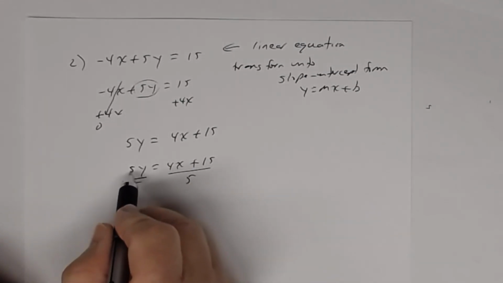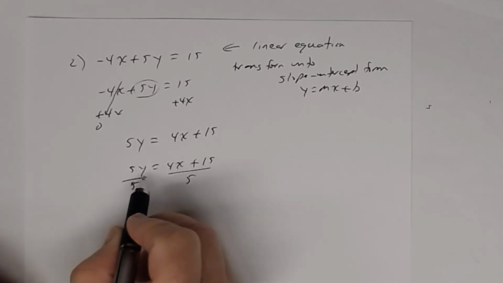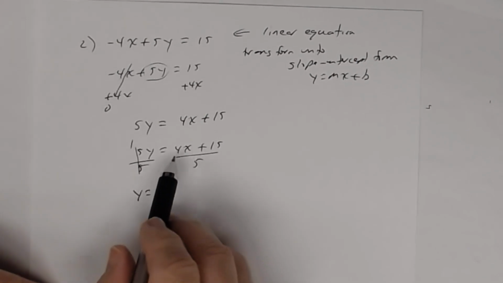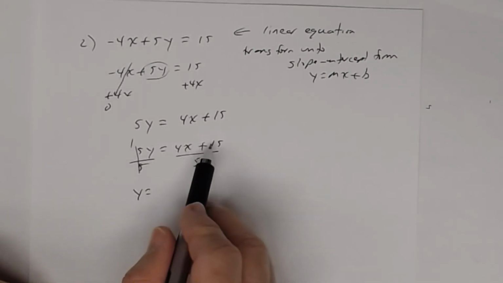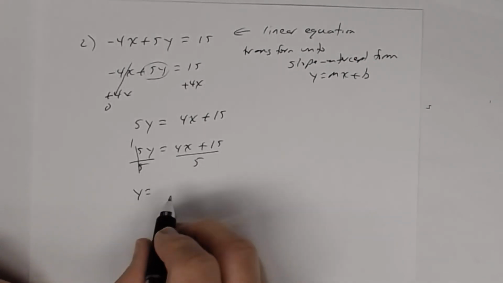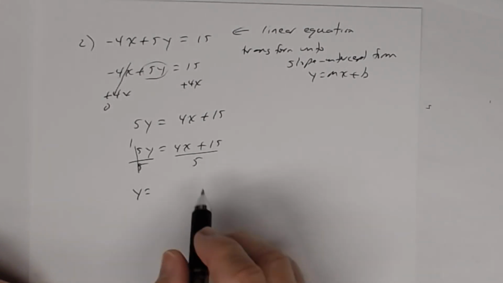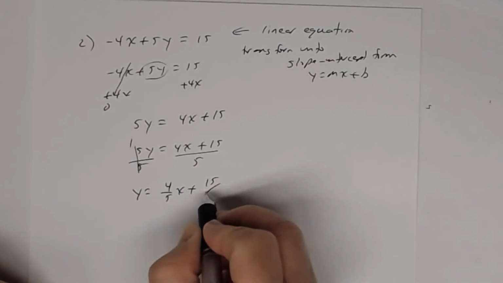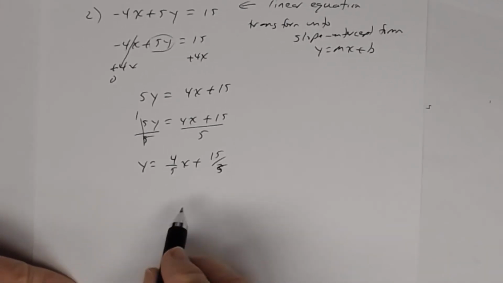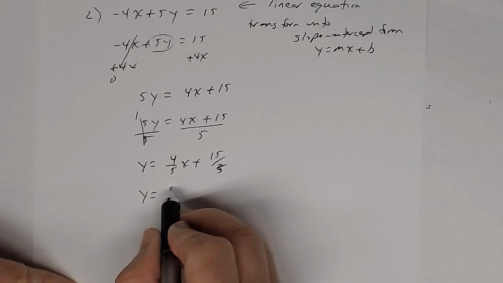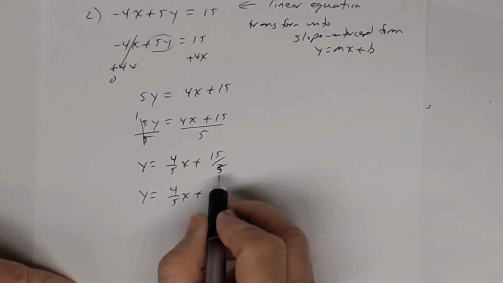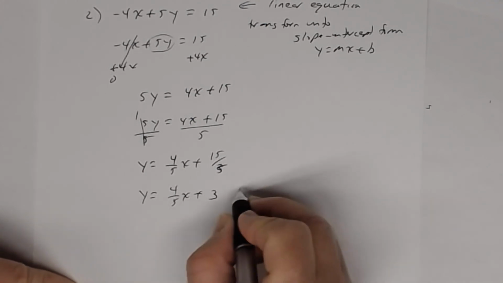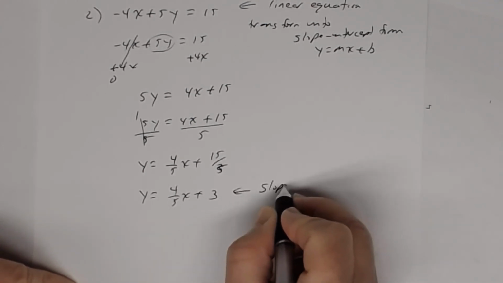Then let's simplify the left-hand side. 5 divided by 5 is 1. 1 times y is y equal. And just like the previous problem, we take each term in the numerator and divide it by 5, because you want to write it in slope-intercept form. So you're going to say 4/5 x plus 15 divided by 5, right? And so we get y equal 4/5 x plus, and then simplify 15 divided by 5, which is 3.